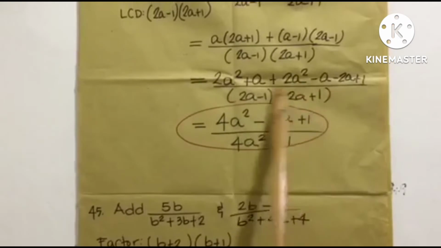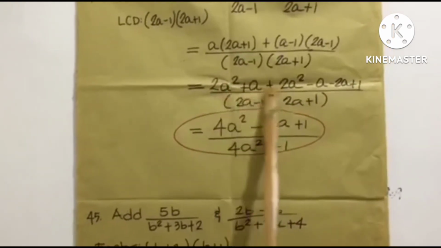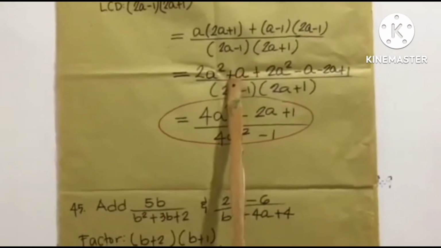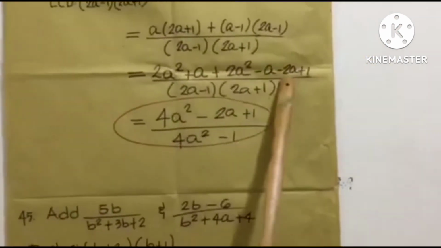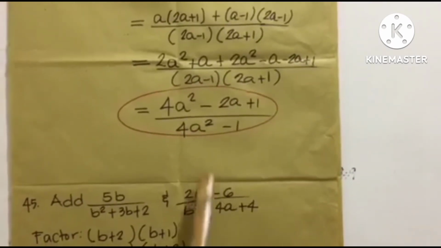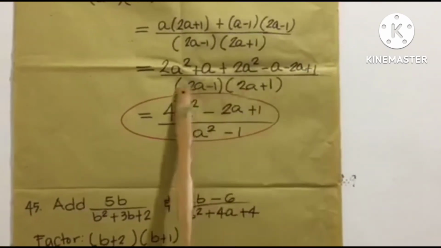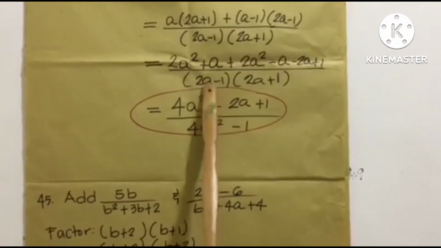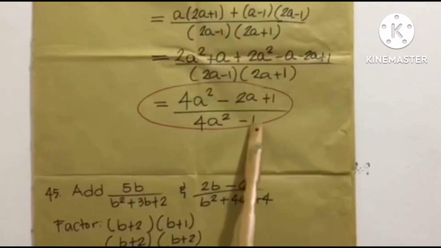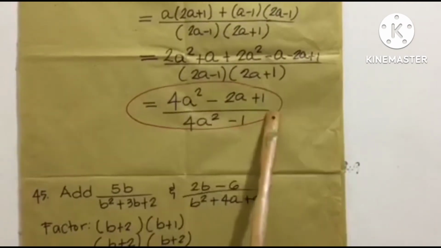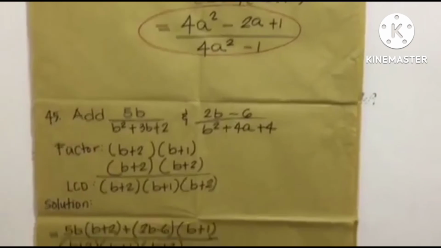Then combine like terms. So 2a squared plus 2a squared equals 4a squared. Then negative, positive, then the negative cancels, and the remaining is negative 2a, then positive 1. And we're going to multiply the denominator: 2a times 2a equals 4a squared, and negative 1 times positive 1 equals negative 1. Okay? This will be our final answer now.